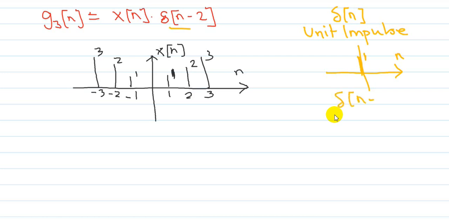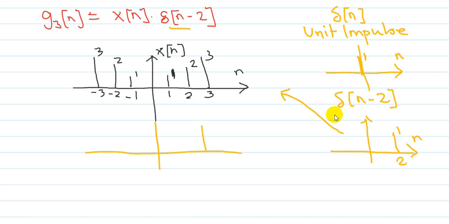So now basically we are given delta of n minus 2 here. So it means I need to move my impulse to the right by 2. My impulse will move to position 2, let's suppose this is 1 and 2 here. So this is your delta of n minus 2. I will take this signal delta of n minus 2 and multiply it with x of n. Just to plot it, I'm going to have a sample which is 1 at 2. So this is what I have.